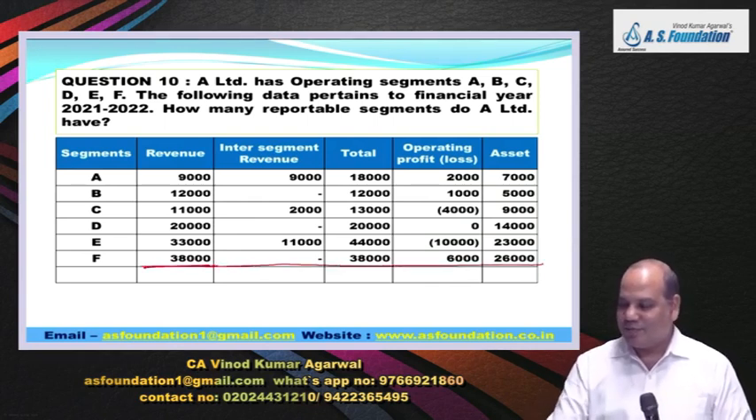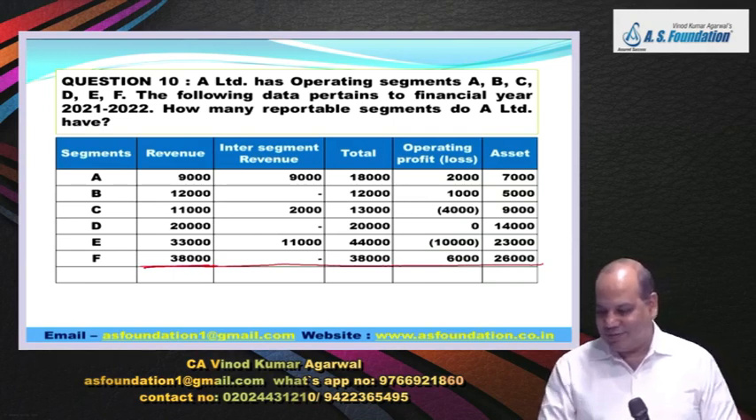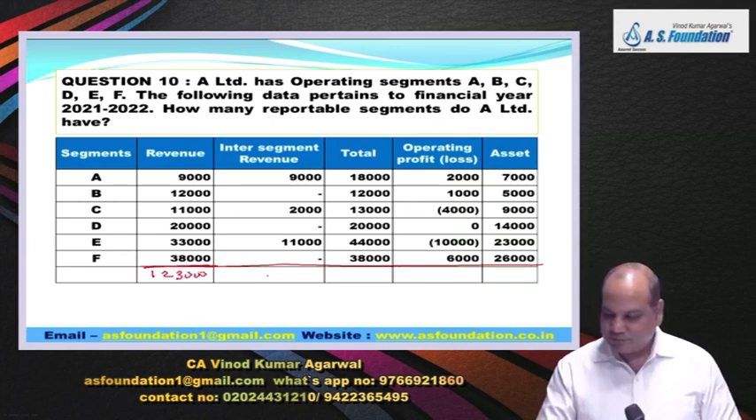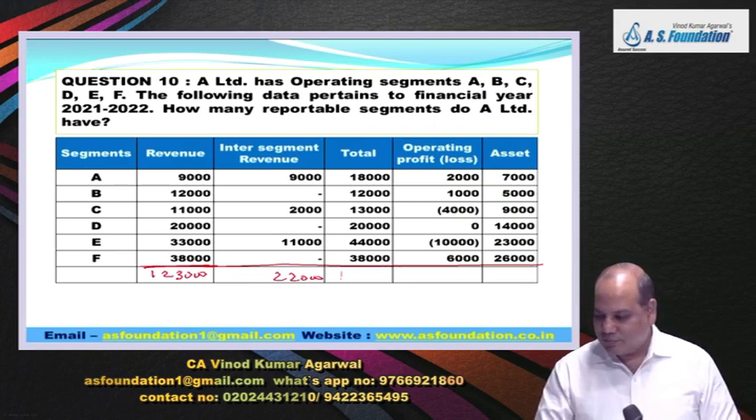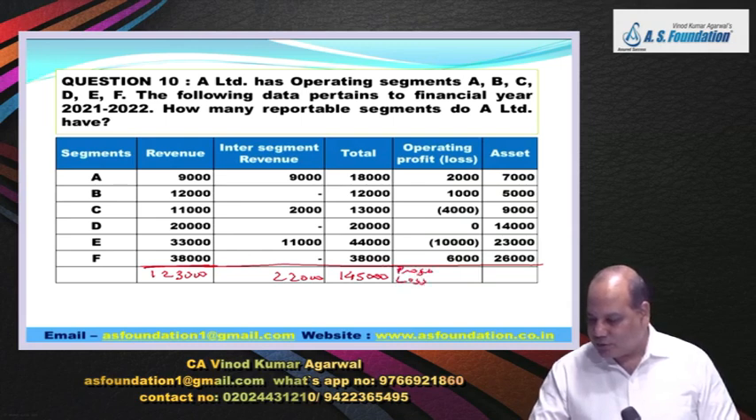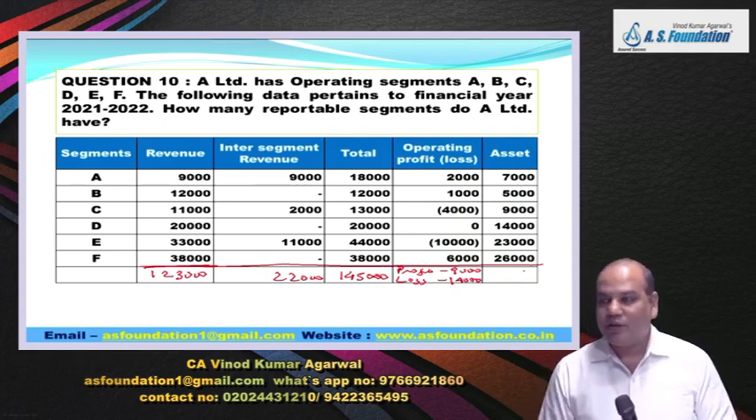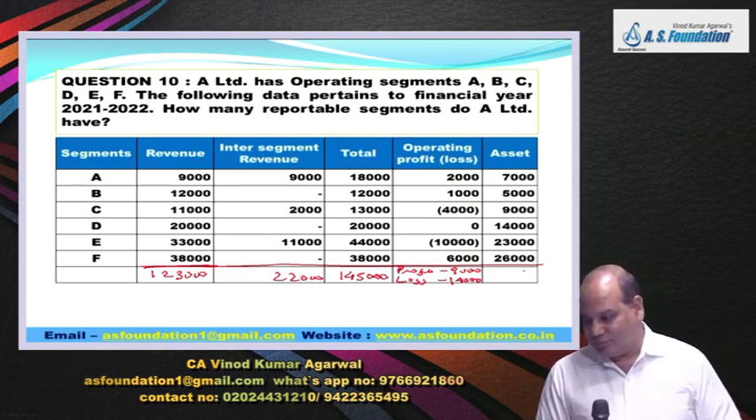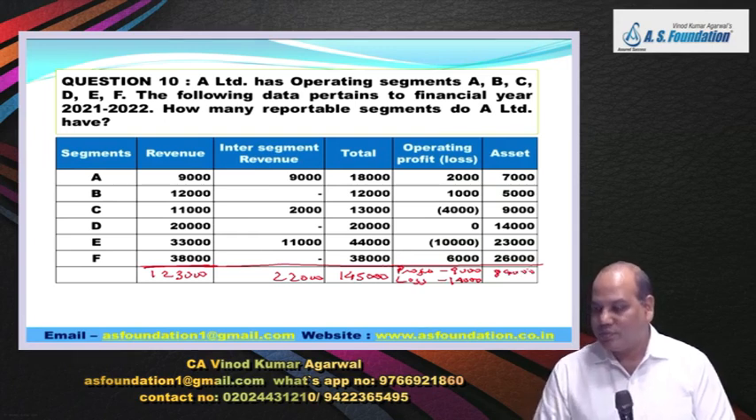This all total I want. 1,23,000. This one. Now give me two totals: total of profit and total of loss. Profit is 9,000 total and loss total is 14,000. And what about asset total? 84,000. So first in the exam you have to do this exercise. If this total is also not mentioned, do that exercise.